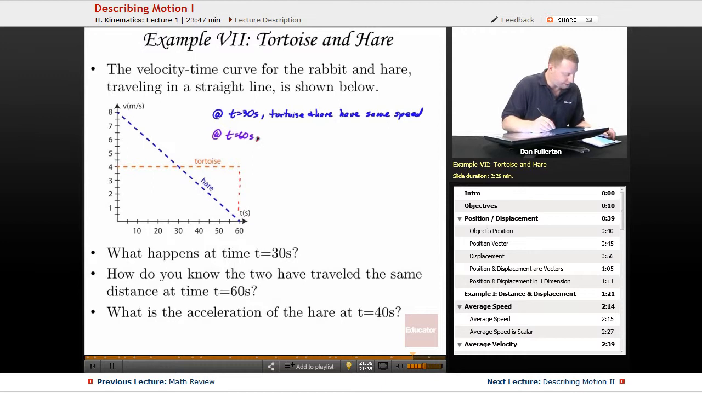So at t equals 60 seconds, the area under each curve is the same. So delta x must be the same.